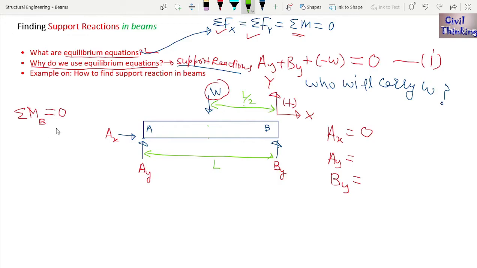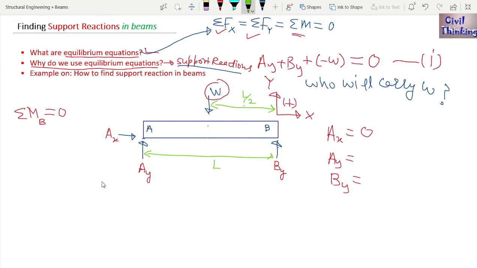So the summation of all the moments is 0. Now there is moment at B. Now moment is due to force. It means the summation of the moment due to Ay at B, plus the moment due to Ax at B, plus the moment due to W at B, plus, is there any other force? Yes, there is another force, the moment due to By at B, is equal to 0.